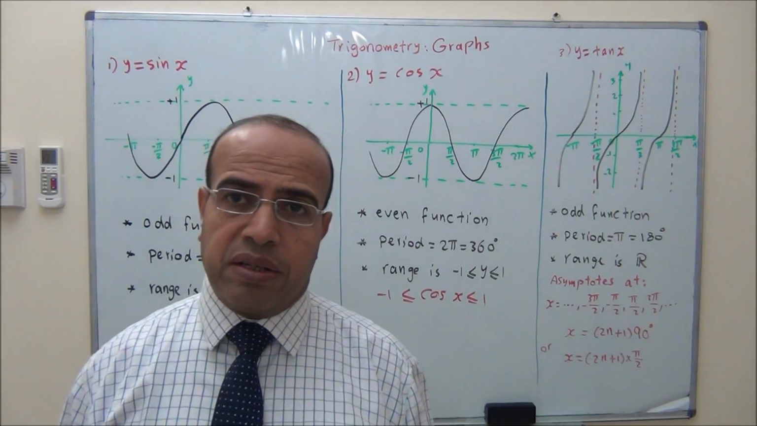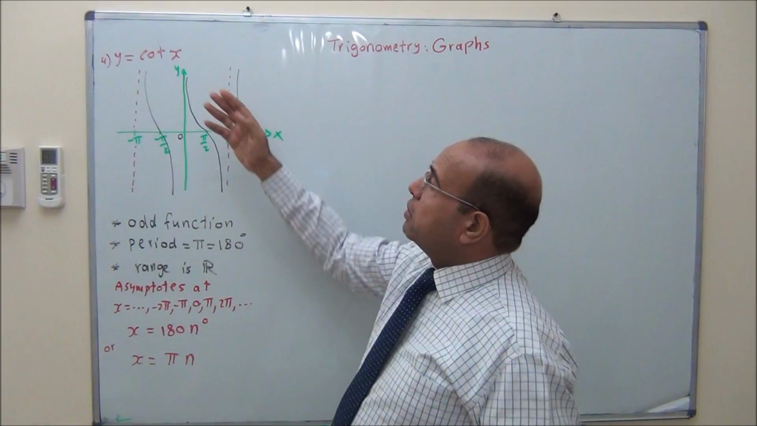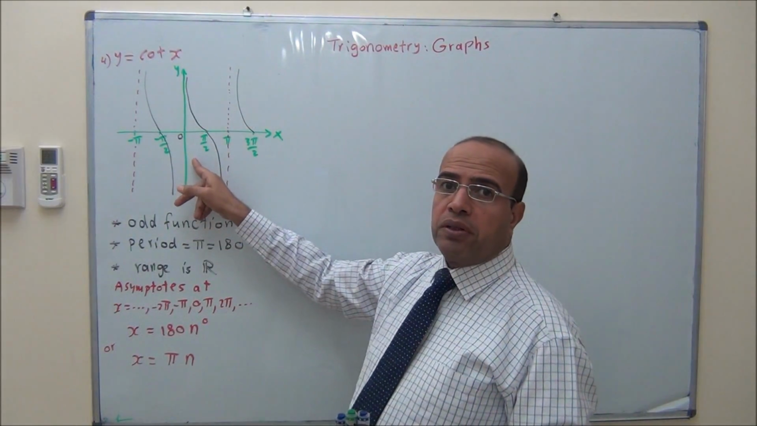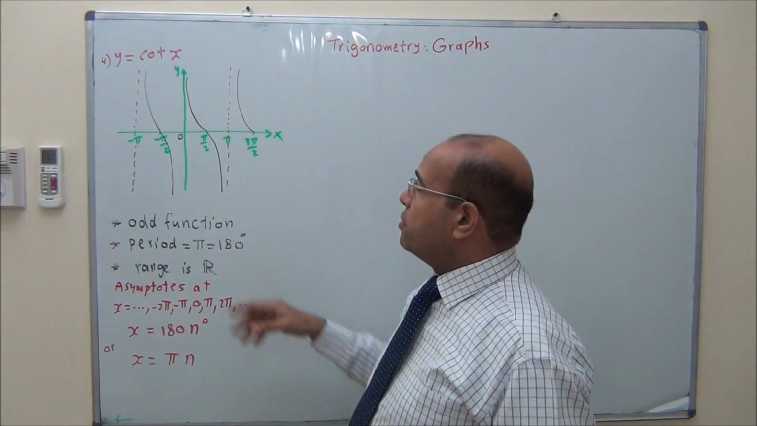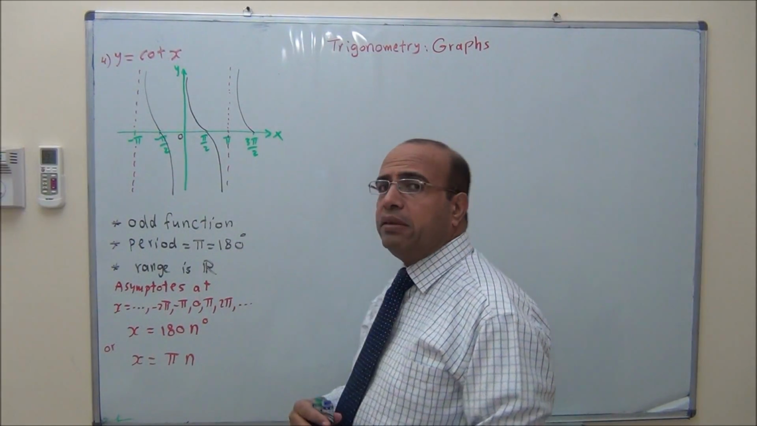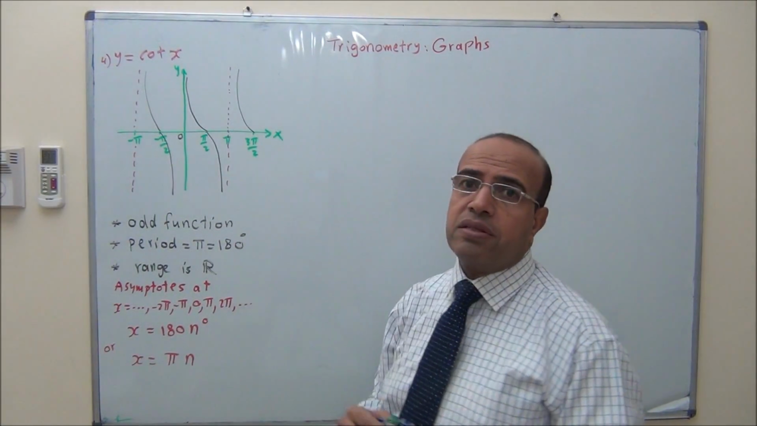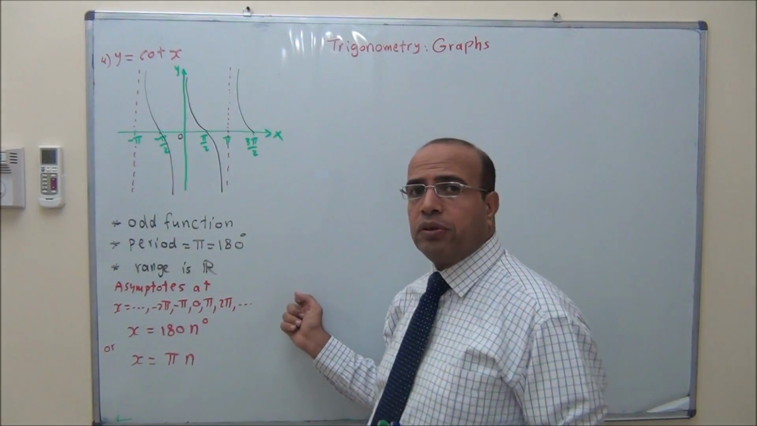Now we study another graph. The fourth graph is cotan. The graph of y equals cotan is symmetrical about the origin, so it is an odd function, the same as tan. The period is pi or 180, the same as tan. The range is R, so it has no minimum or maximum, going to infinity up and down. But the asymptote is different.